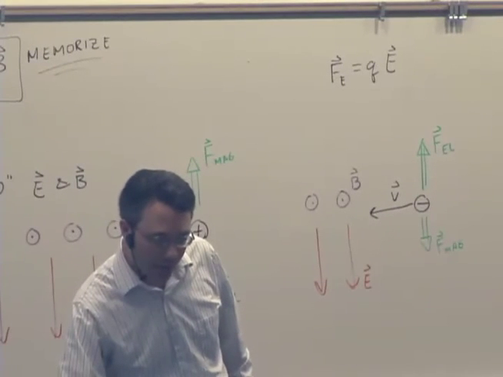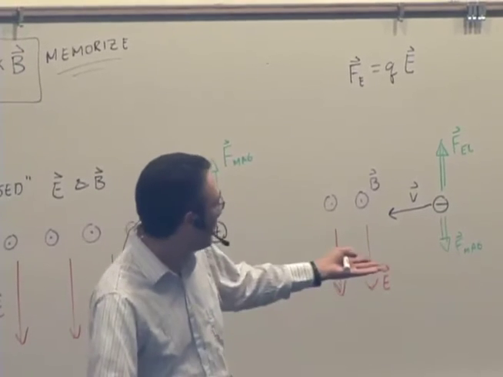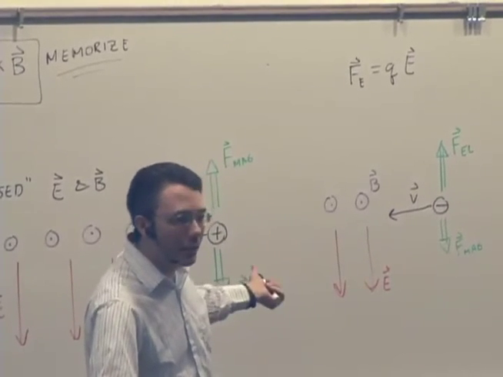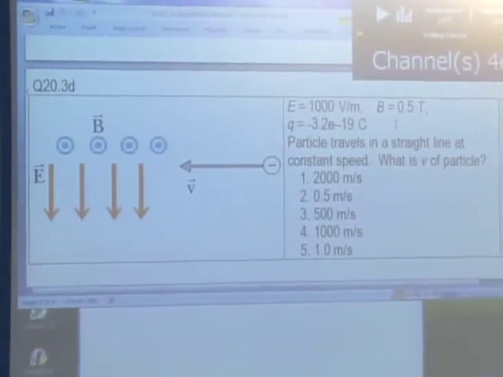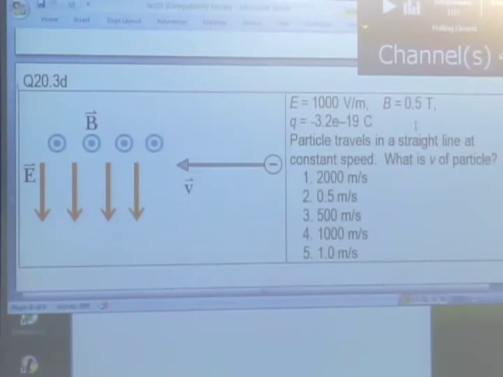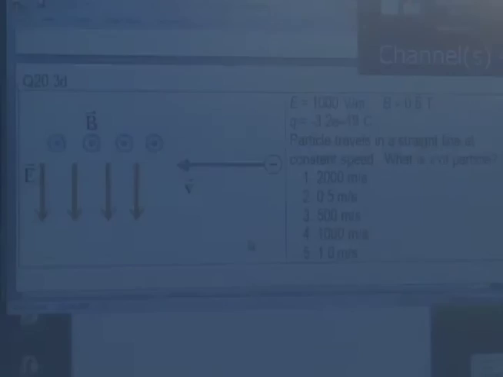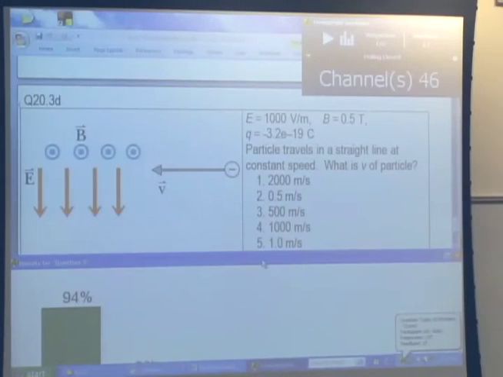Let's just try a calculation, for example. And notice that the charge divides out, so the sign's not even going to matter, right? So let's try this. A particle travels in a straight line at a constant speed. What's the speed of the particle? We know the electric field is 1,000 volts per meter. The magnetic field is half a Tesla, 0.5 Tesla. The charge is negative 3.2 times 10 to the minus 19, so it's like a doubly charged ion, for example. What would be the speed of the particle if it travels at a constant speed? All right, clearly 2,000 meters per second, right? We just worked this out.